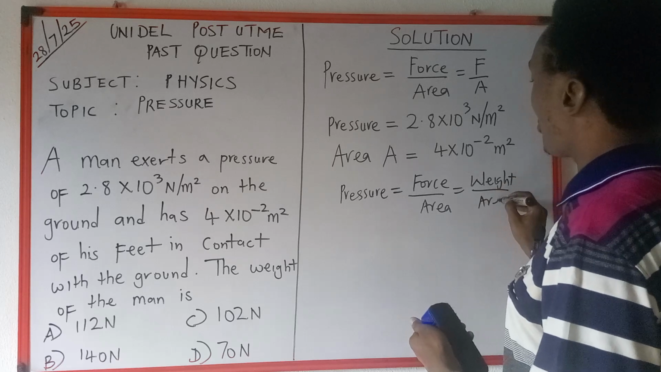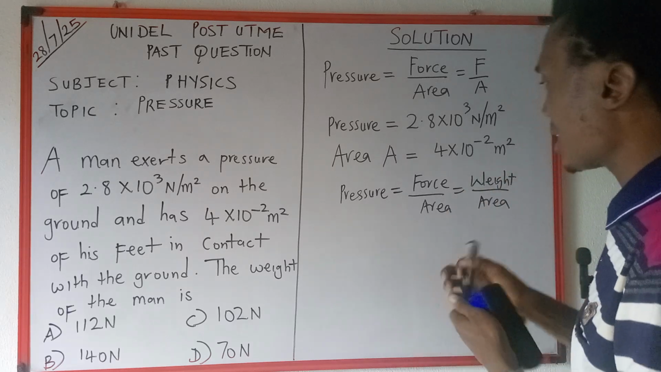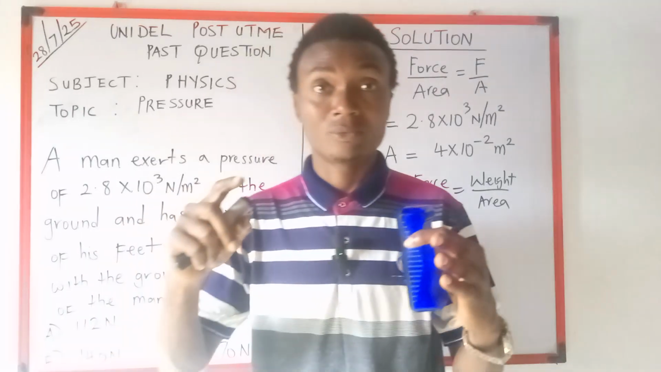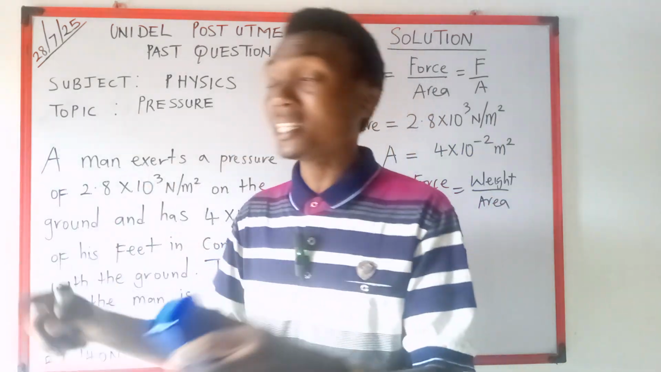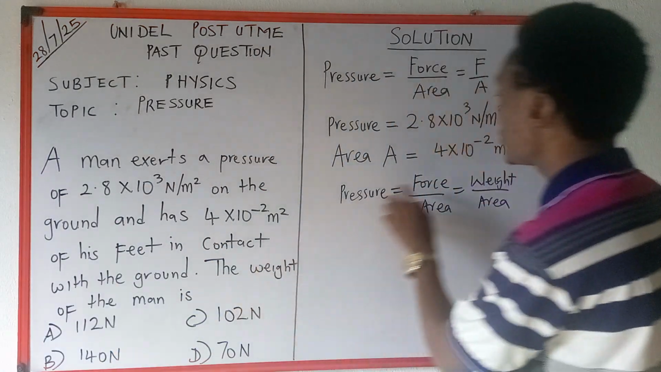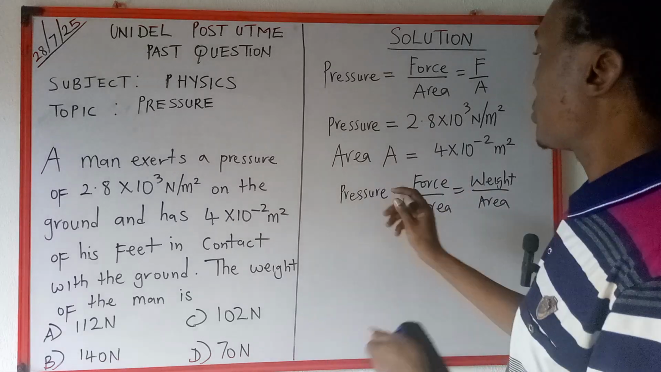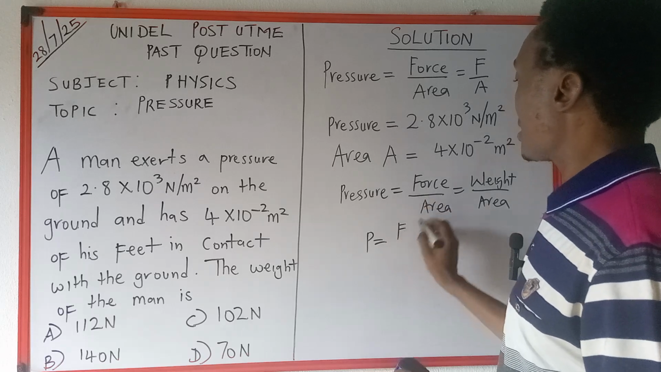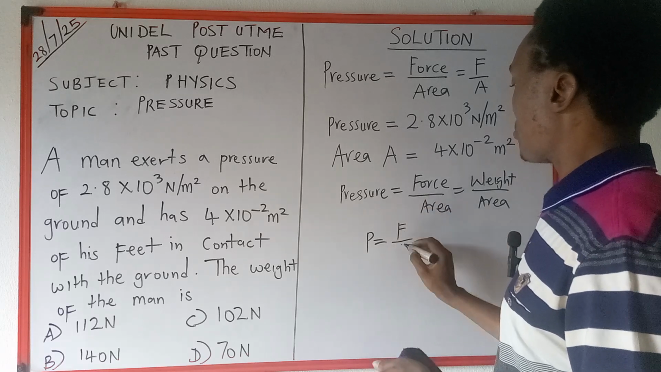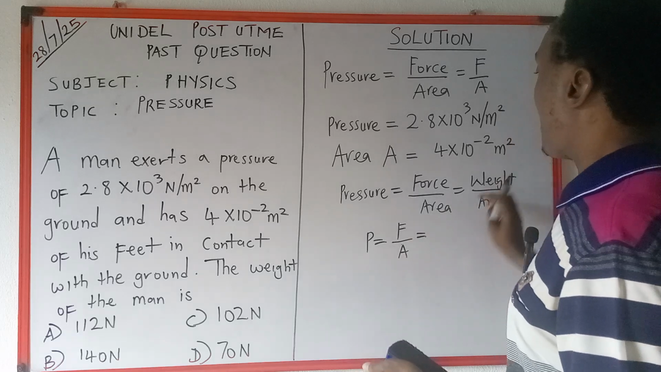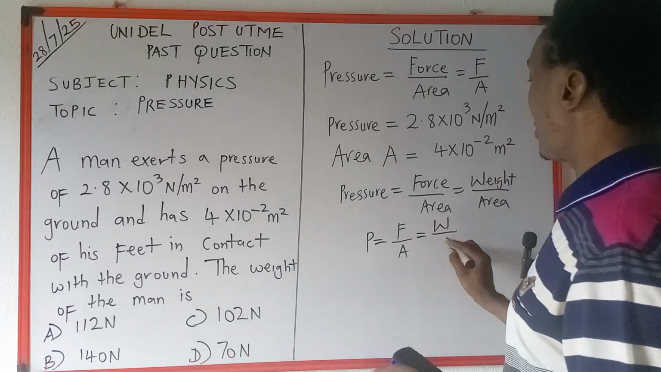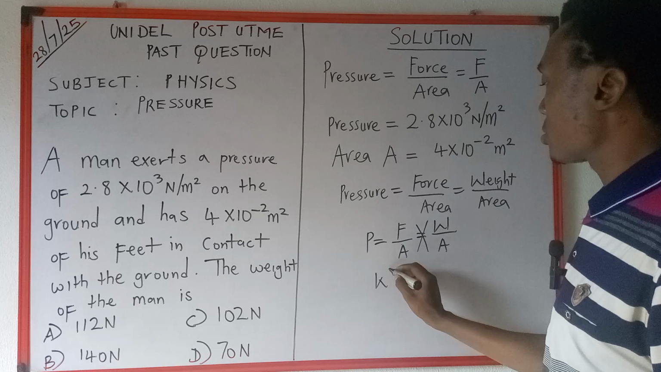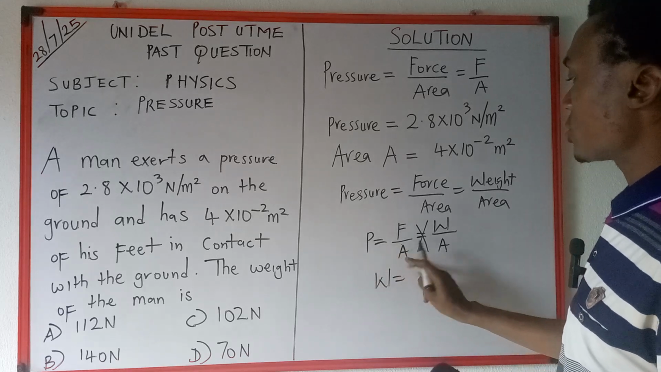Now if you ask me how come it is still weight over area, do you know that force and weight have the same SI unit, which is Newton? Since they have the same SI unit, definitely this weight here is relating to force. So I'm free to say my pressure to be P, my force to be F, and my area to be A, or my weight to be W, my area to be A. So without wasting time, when you cross multiply, my weight becomes what? Pressure times area.